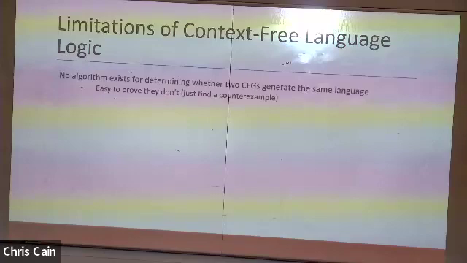But if they do generate the same language, then you need an infinite number of string comparisons to be able to say that they generate the same language. We're never going to reach that point, so we can never conclude it.